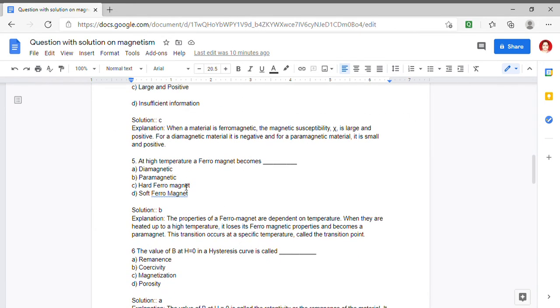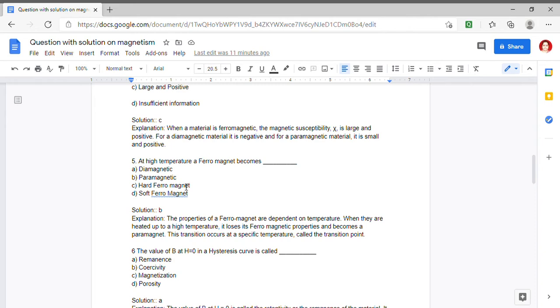So, moving over to the next problem. The next problem is we have to find that when we increase the temperature, that means at a high temperature, ferromagnetic material will behave as, the options are dia, para, hard ferro and soft ferro. The correct option among these is paramagnetic material.